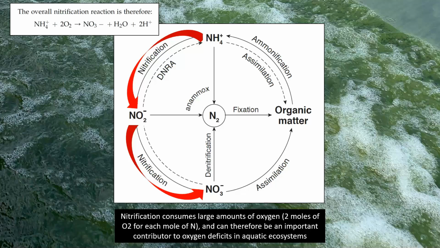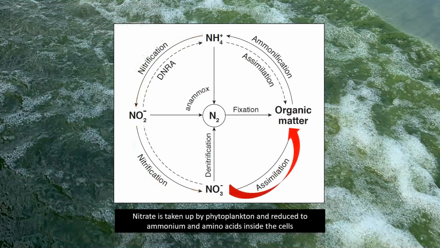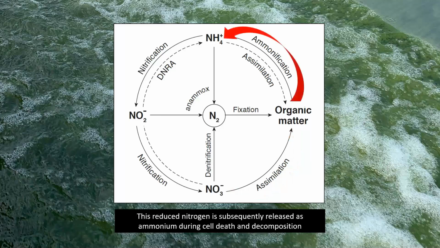Nitrification consumes large amounts of oxygen, 2 moles of O2 for each mole of N, and can therefore be an important contributor to oxygen deficits in aquatic ecosystems. Nitrate is taken up by the phytoplankton and reduced to ammonium and amino acids inside the cells. This reduced nitrogen is subsequently released as ammonium during cell death and decomposition.